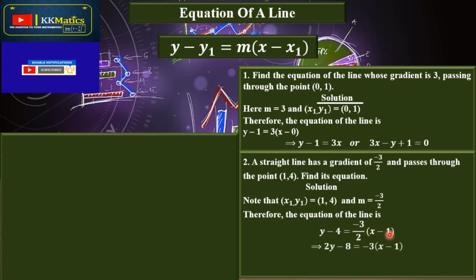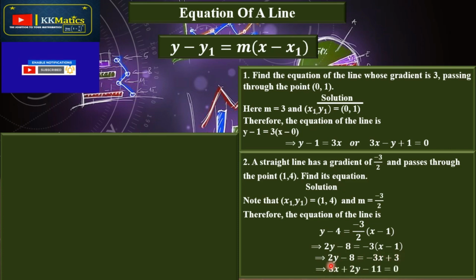So the next thing we do is multiply the left hand side and right hand side by 2, and that cancels the denominator 2. And then we'll have 2y minus 8, because 2 multiplies y, 2y, and multiplies 4, we have 8. And this equals minus 3 into bracket x minus 1. So this implies that 2y minus 8 equals minus 3x plus 3.